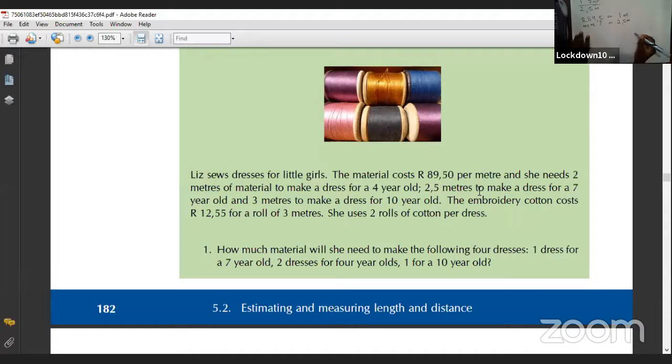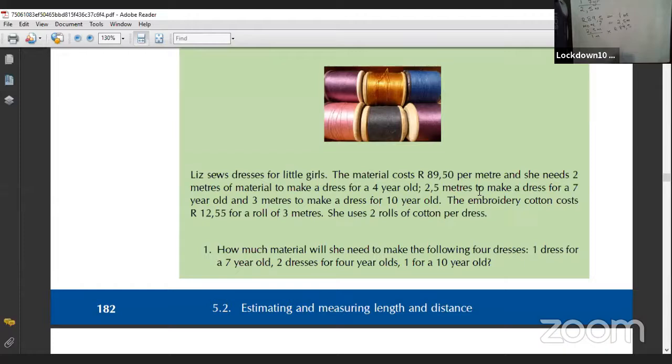If it is more, the rule says a bigger number over a smaller number. So this is our bigger number. So we are saying 2.5 meters over 1 meter multiplied by 89.5.